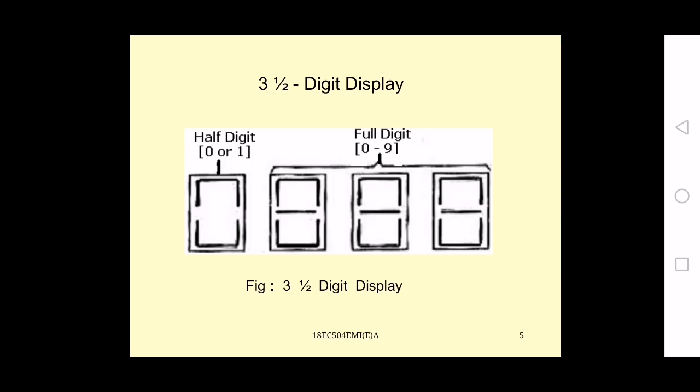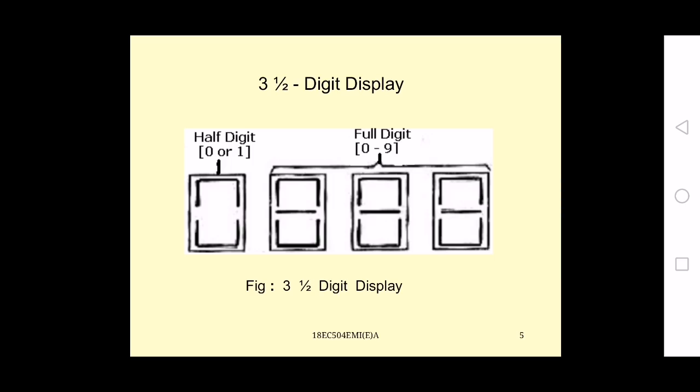So these three are full digits, which can represent from 0 to 9, and the left digit is only a half digit, which can display only either 0 or 1. So if all the 4 digits are zeros, you can measure from 0000, and the first digit is 1, and these 3 digits' maximum value is 999.